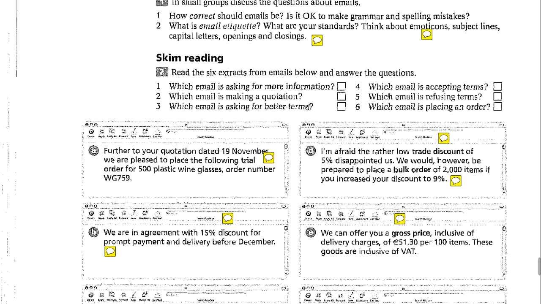So in all of this, you have the word here term, term, term. What does term mean? Term is another word for condition. So, which email is asking for better terms? Which email is accepting terms? Is refusing terms?